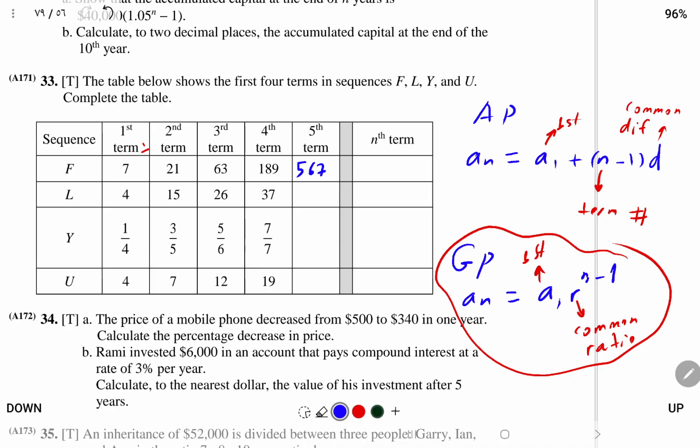So the nth term can be written as, if you replace 7 here, so you get 7 times the common ratio, which is 3, to the power of n minus 1. That is the nth term for this sequence. How can you check your answer? If you replace 1 in n, you must get 7. If you replace 2, you must get 21. If you replace 3, you must get 63, and so on.